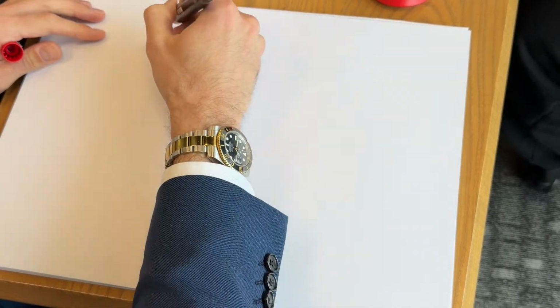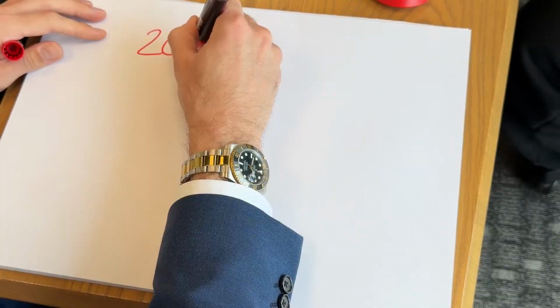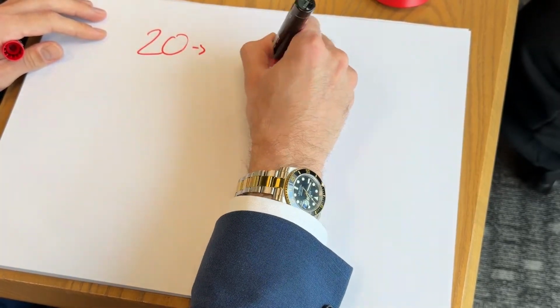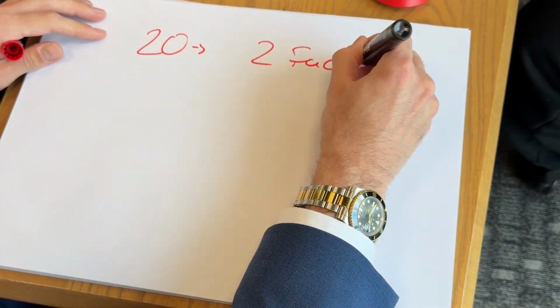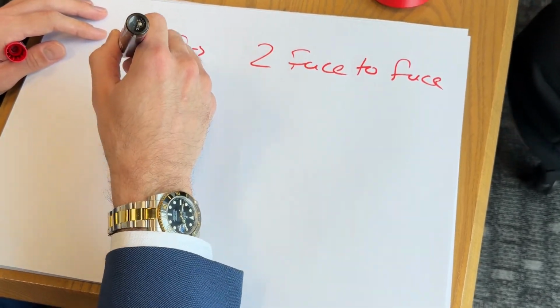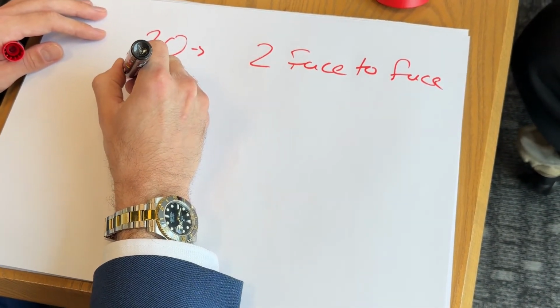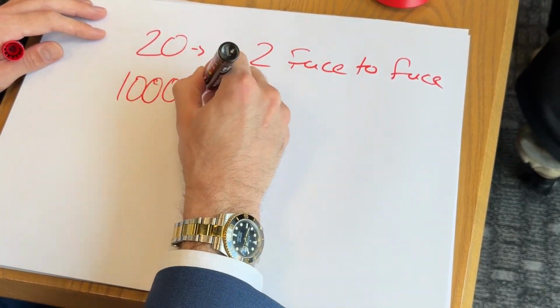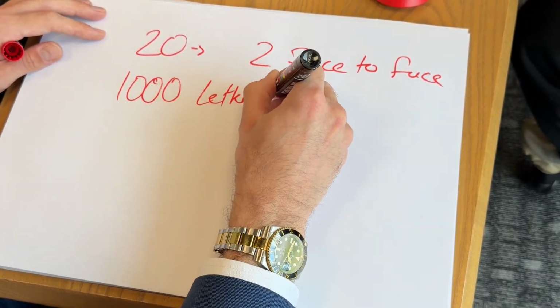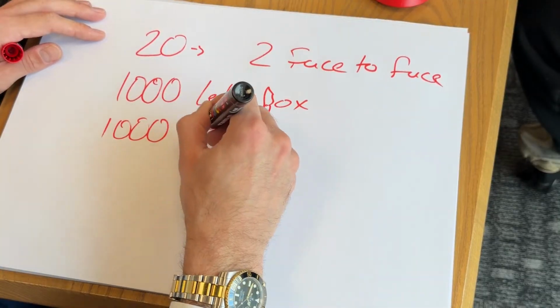Well, I'm going to do the basic things. I'm going to try to speak to 20 people per day minimum, and I need to book in 2 face-to-face appointments. Next thing I want to be doing every single week, I want to be doing 1,000 letterbox drops minimum. Next thing I need to be doing is 1,000 text messages.